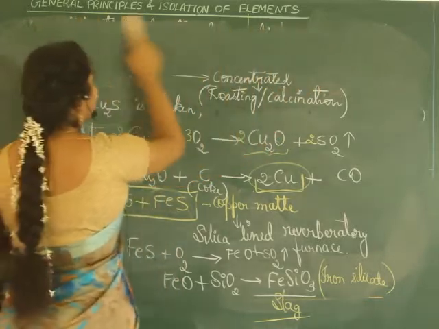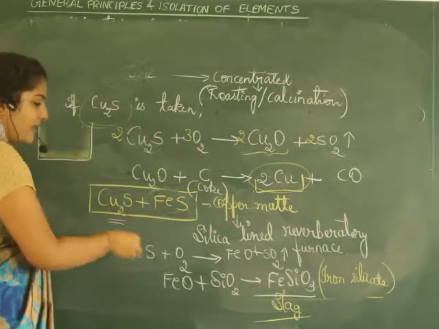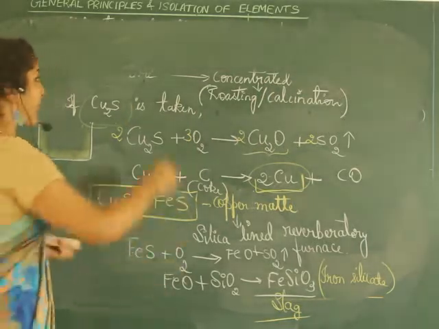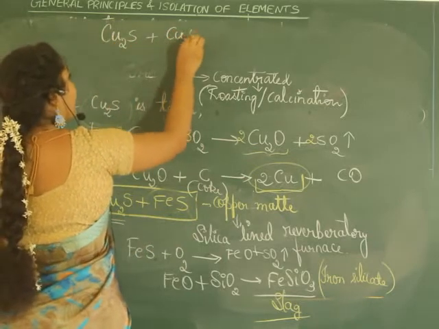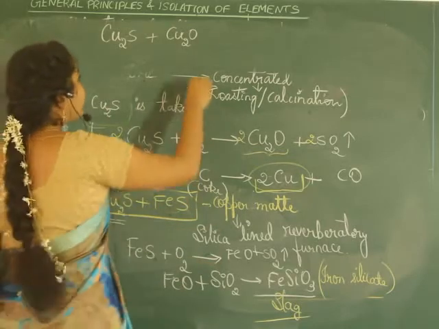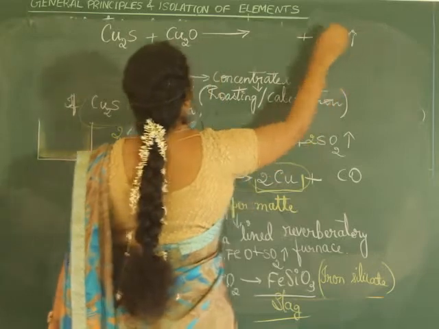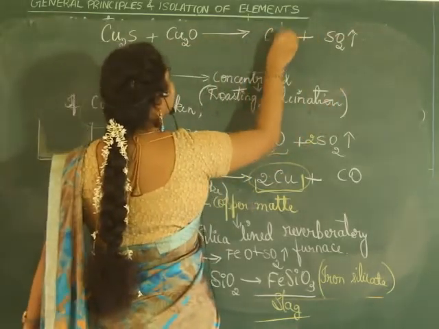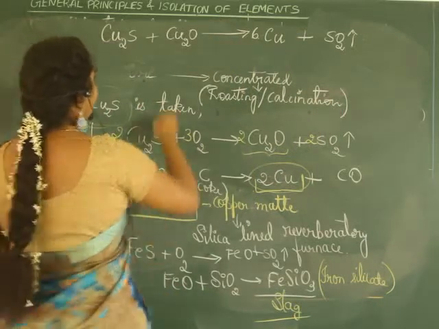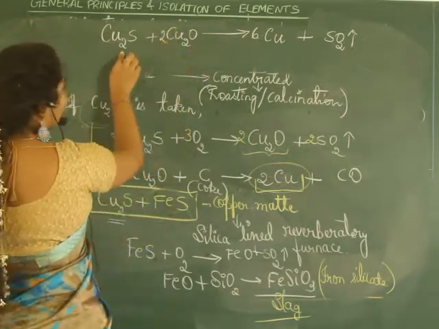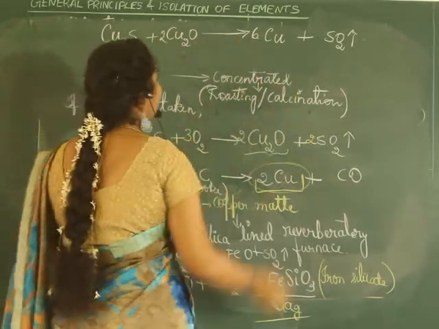One more possibility is that some part of copper glance may not be converted into copper oxide. So that copper glance will react with the cuprous oxide that is formed to liberate sulfur dioxide with the formation of copper. So here sulfur dioxide: 2 plus 2, 4 plus 2, 6. So I have written 6 here. 1 sulfur, 2 oxygen, 2 oxygen.